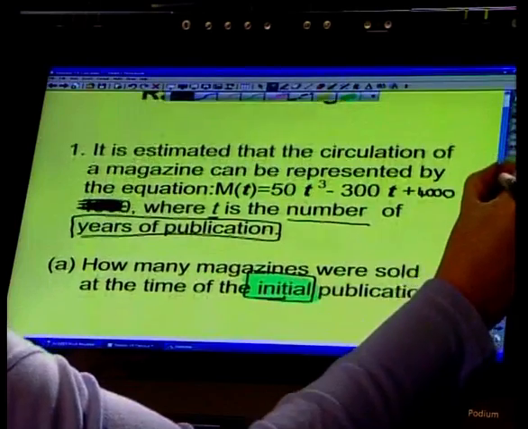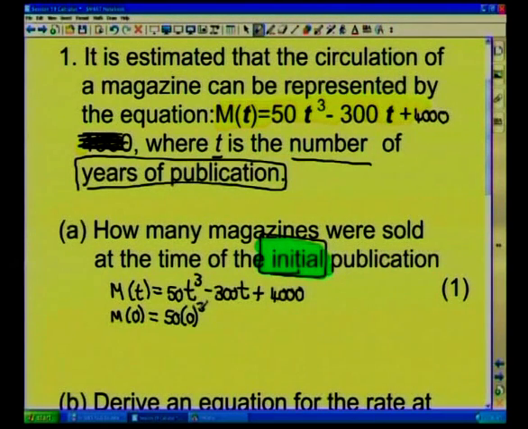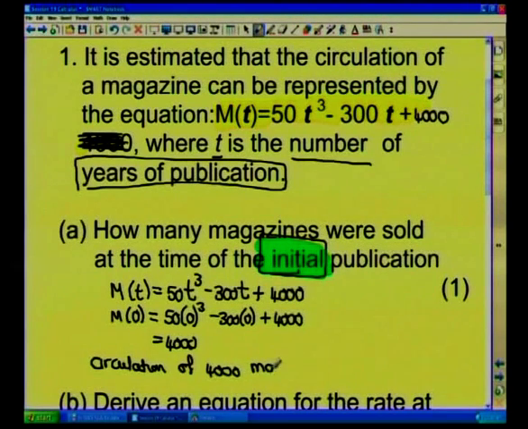So what we're going to do is we're going to take this equation, because this is the distribution or the circulation equation, and at the time of it first being sold, so T equals 0, the very first print of this magazine would be when T is 0, so 0 years. So we would literally go along and we'd replace every T with a 0. Now, of course, you don't have to show these steps because you know what happens if T is 0. The answer would just be the 4,000. So the circulation of 4,000 magazines initially.